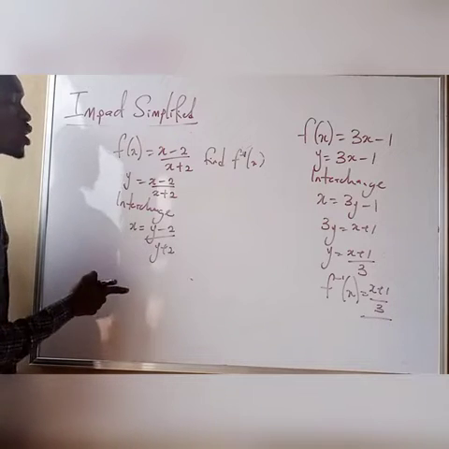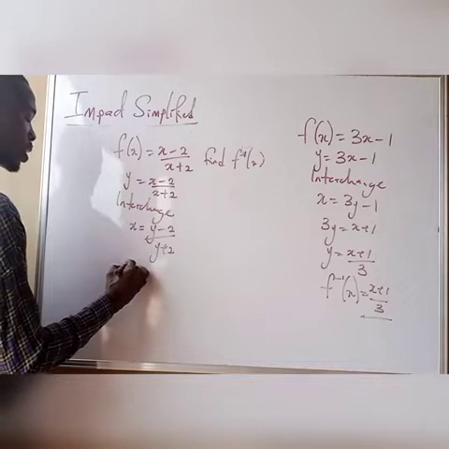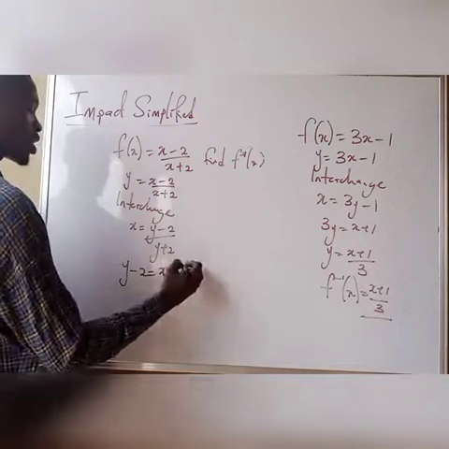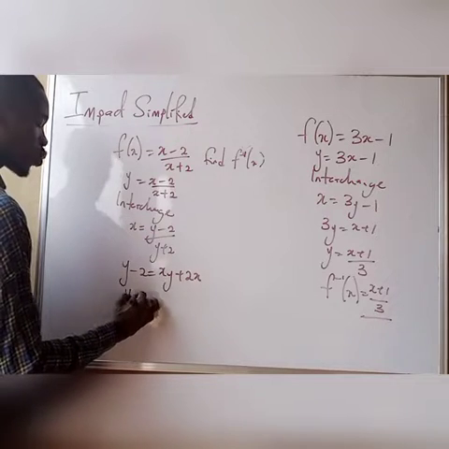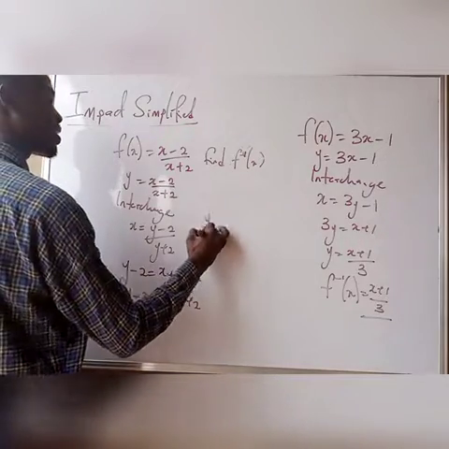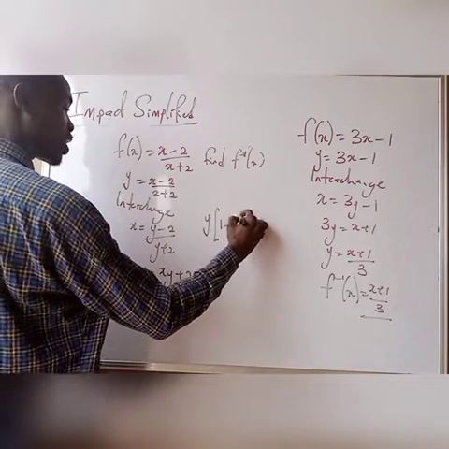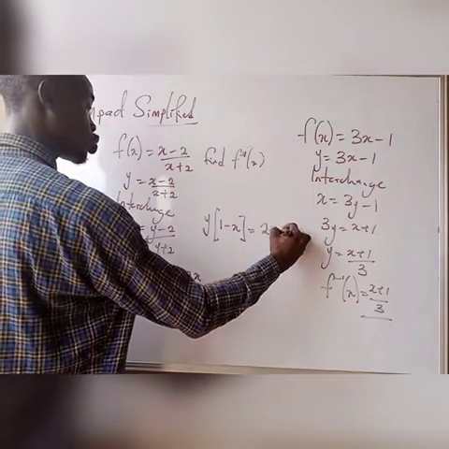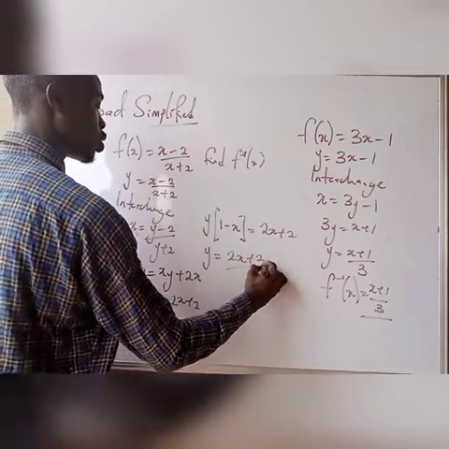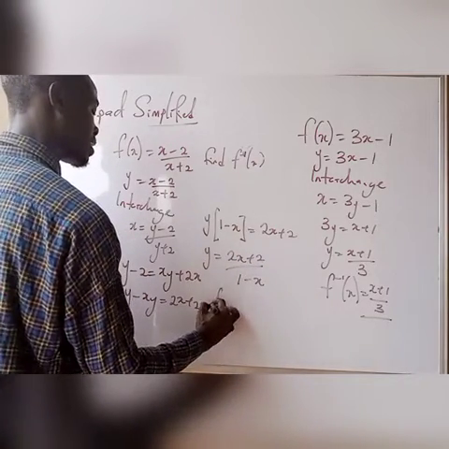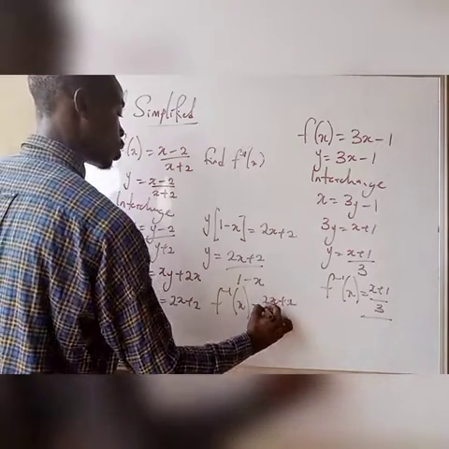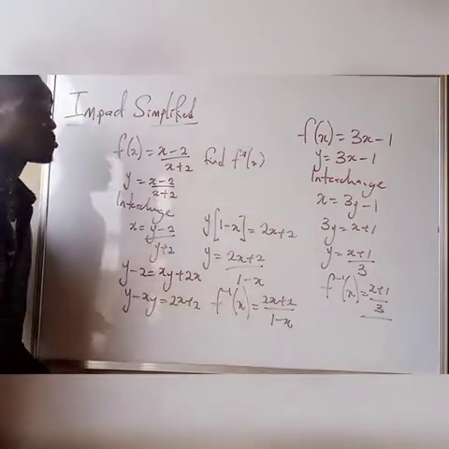Now we are going to make y the subject of the formula. So cross multiply. What do we have? xy plus 2x. Collect like terms: y minus xy is equal to 2x plus 2. And make your y the subject of the formula. We have y times 1 minus x is equal to 2x plus 2. And what do we have? y is equal to 2x plus 2 over 1 minus x. And that means the inverse of the function is 2x plus 2 over 1 minus x.